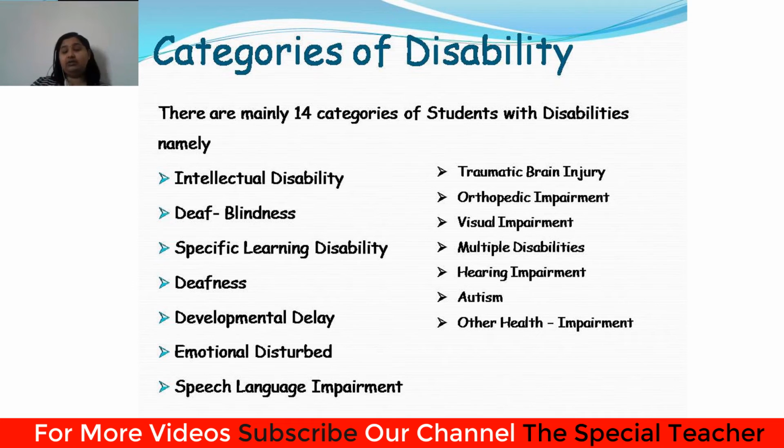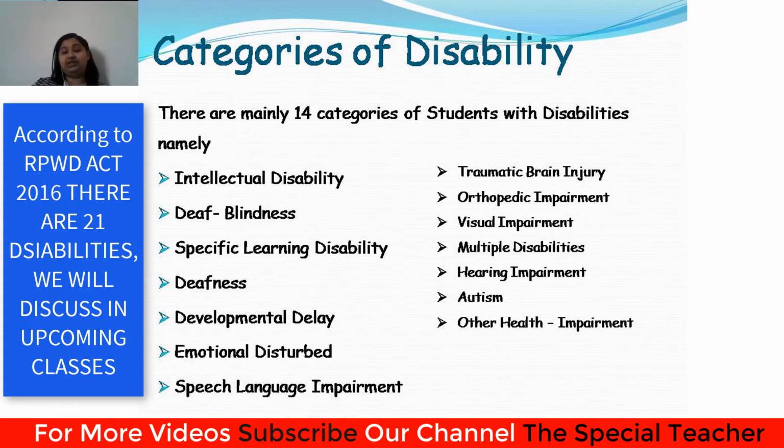Coming back to the topic, there are mainly 14 categories of students with disabilities. As I've listed here, it is intellectual disability, deaf blindness, specific learning disability, deafness, developmental delay, emotional disturbance, speech language impairment, traumatic brain injury, orthopedic impairment, visual impairment, multiple disabilities, hearing impairment, autism, and other health impairment.